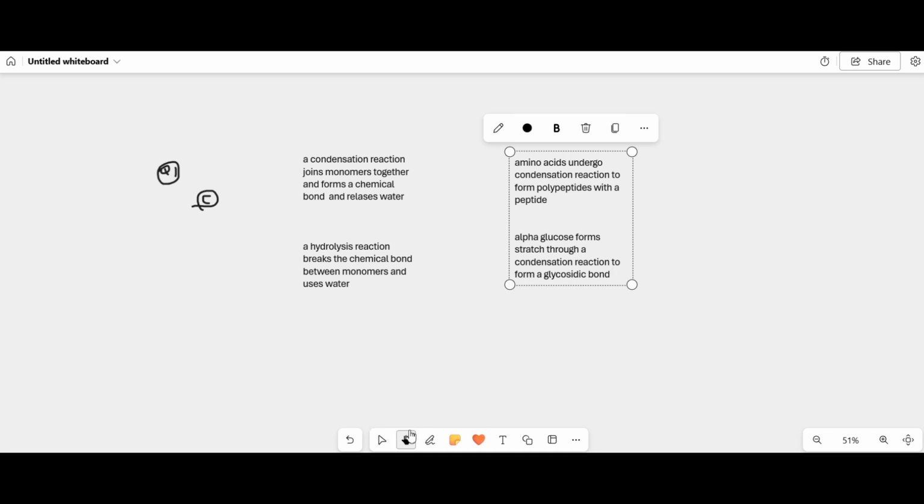Question 2. Question 2 has got a table, and you gotta look through which one is which. So question 2A. The first one says a monomer in an enzyme's active site. So obviously an enzyme is made out of protein, and the protein monomer is amino acid. So it's gonna be B. B is amino acid. You got the amine group on the left, and the carboxylic acid group on the right.